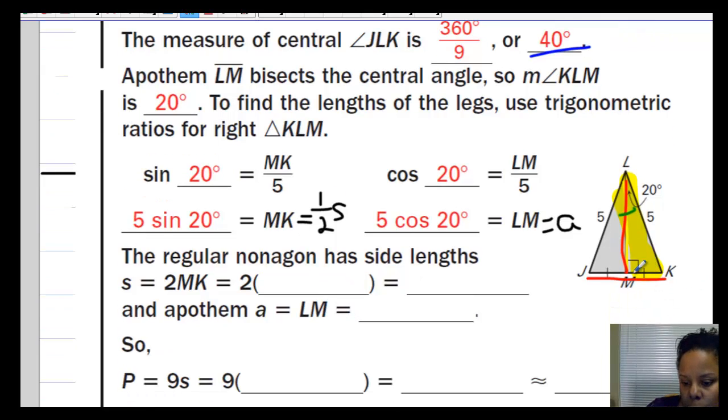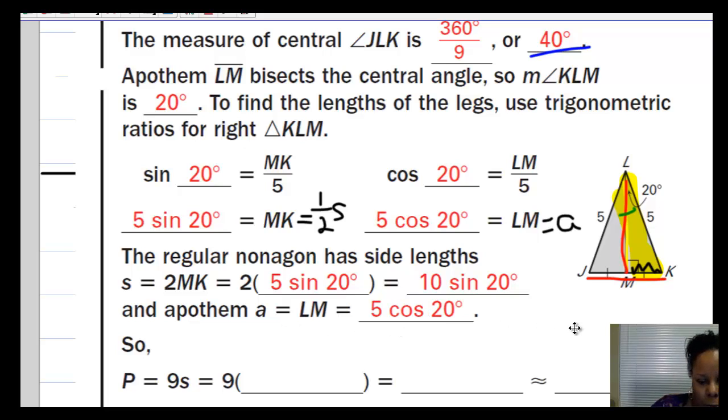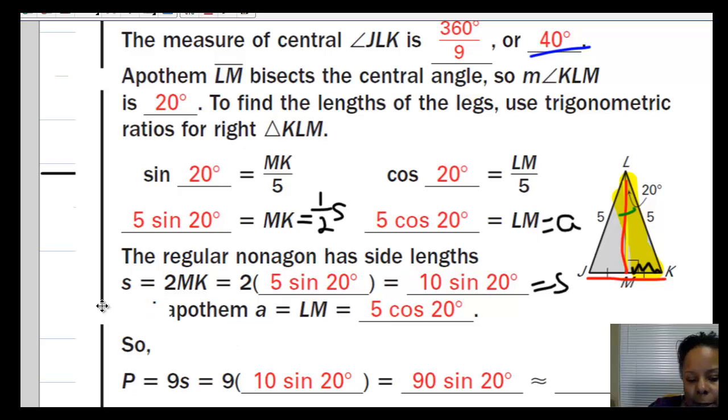So since MK represents 1/2 of the side length, then 2 times MK will represent this length of one side of the polygon, and that's 10 times sine of 20. And then to figure out the apothem, we found that was 5 times the cosine of 20. So now in order to find the perimeter, we multiply 9, since it's a nonagon, times the side length, which we found to be equal to 10 times the sine of 20. And when we finally put that in the calculator, we end up with around 30.8 units.